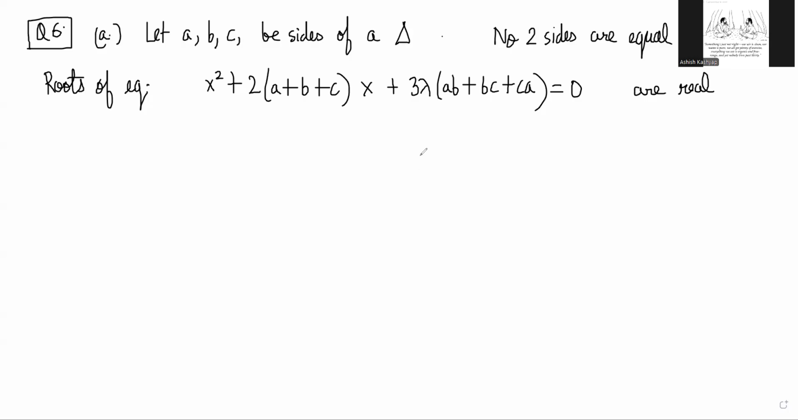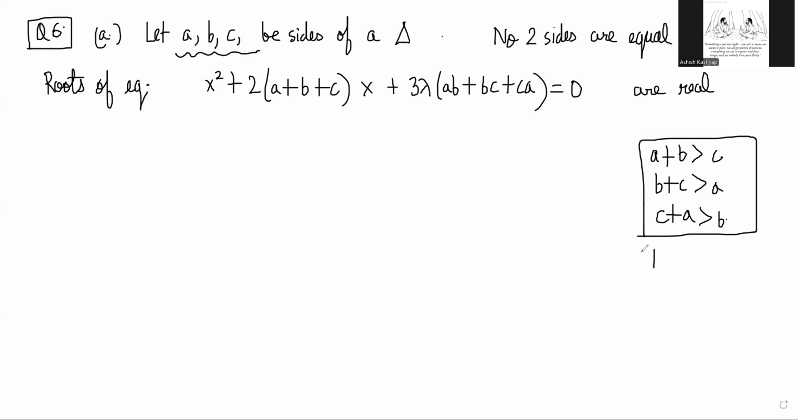Okay. So first of all, they are sides of a triangle. So we already know a plus b is greater than c, b plus c is greater than a, c plus a is greater than b. This is triangle inequality. And all of the quantities have to be positive. a, b, c are all greater than 0. No two sides are equal. Lambda is real. Roots of this equation are real.